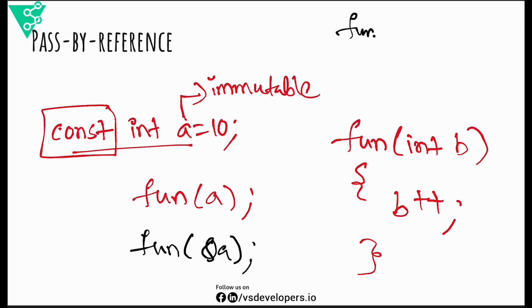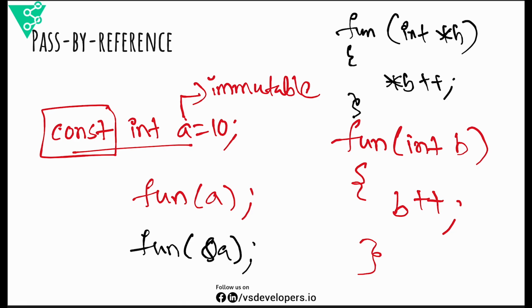Let's write fun(int *b). Now if you change it, what happens? So what did you declare here? You declared the a member as immutable, whereas you are not dealing with the data, you are passing the address of it, and you are receiving a pointer, and then you are incrementing the value. When you increment the value, that is when the immutability comes into the picture, and this doesn't allow you to change it.